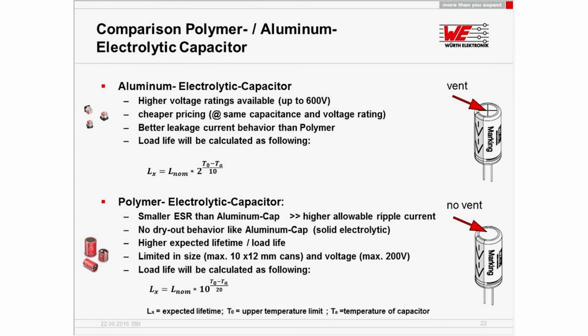The load life calculation is also different. For polymers, you separate from the standard E-caps: by 20 degrees you can multiply with a factor of 10. So if you get down, for example, for a 2000 hour component at 105 degrees, by 20 degrees in the application to 85, you would already have 20,000 hours of expected lifetime.